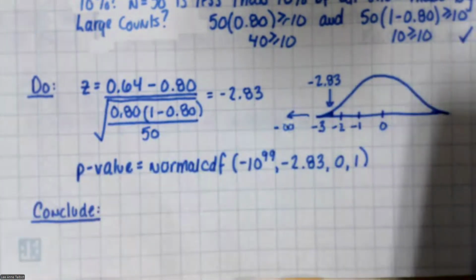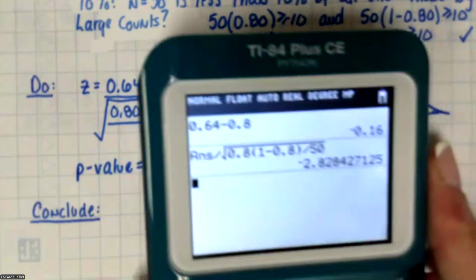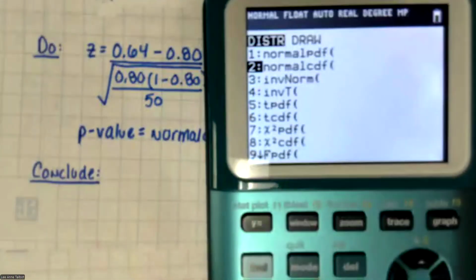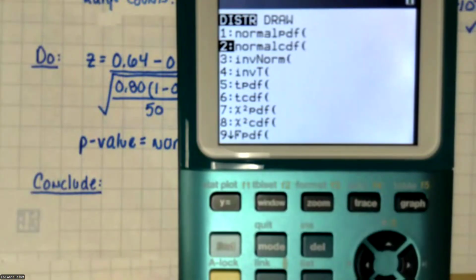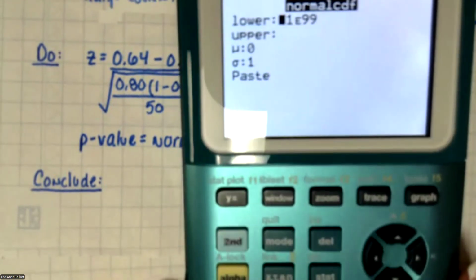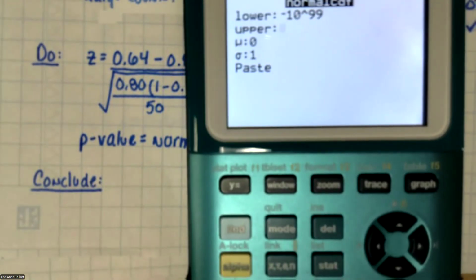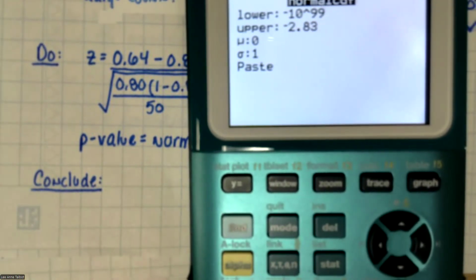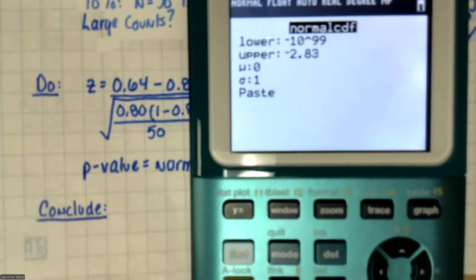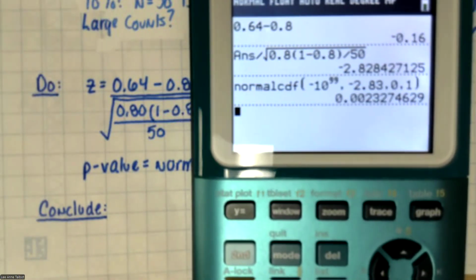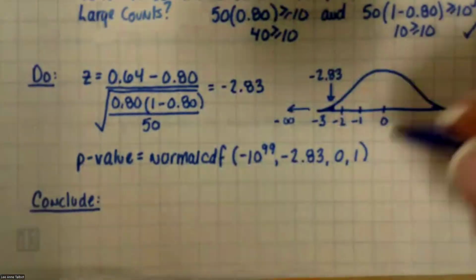Okay, everybody find your normal CDF on your calculator, because it's been a hot minute. It's in second vars. Zero, 0.0023.